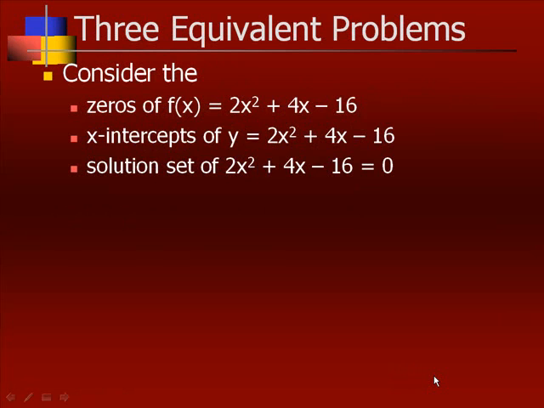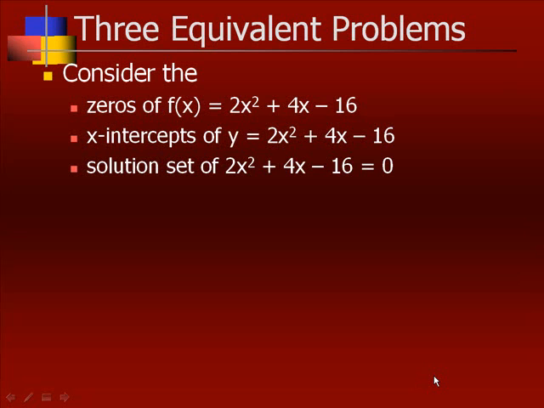Consider the following. The zeros of the function f of x equals 2x squared plus 4x minus 16 are the values that make that function equal to 0. The x-intercepts of y equals 2x squared plus 4x minus 16 are the points where the graph crosses the x-axis, which means those points will have a y value of 0.